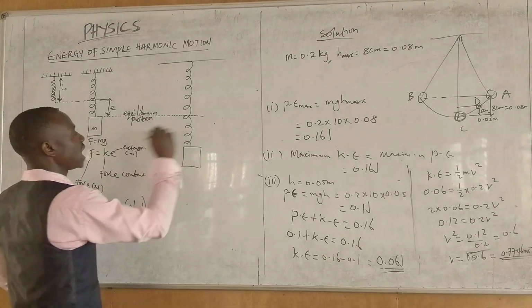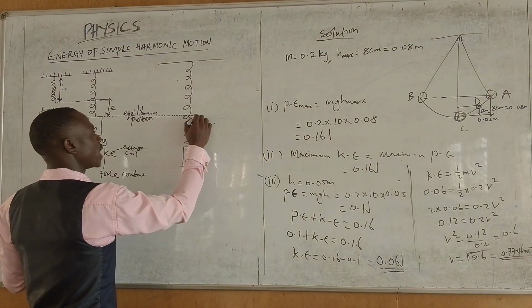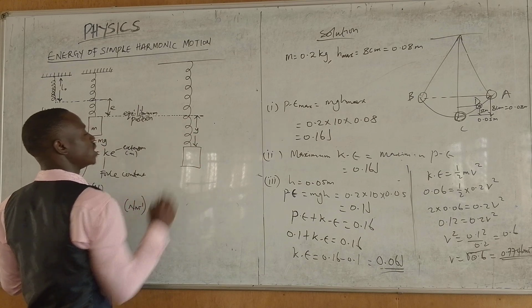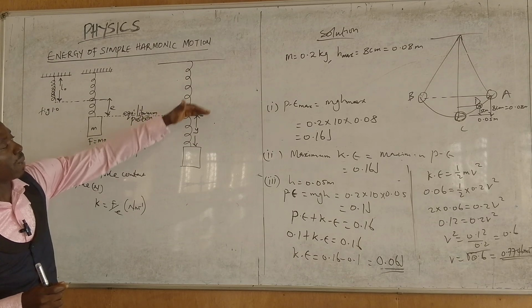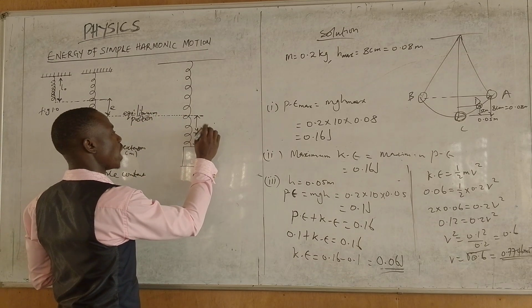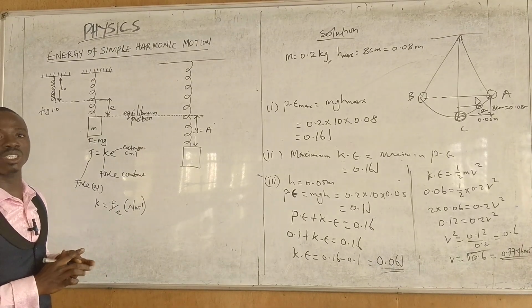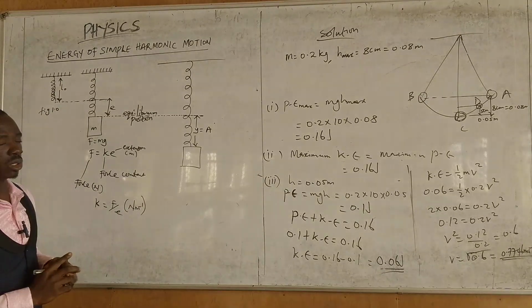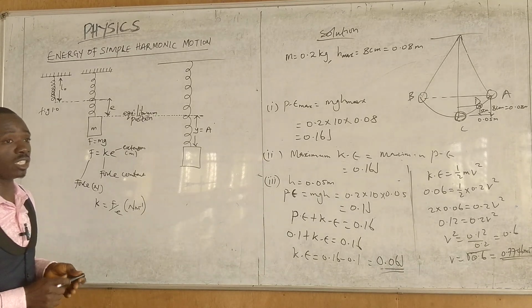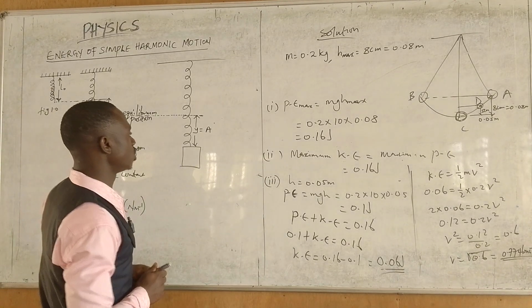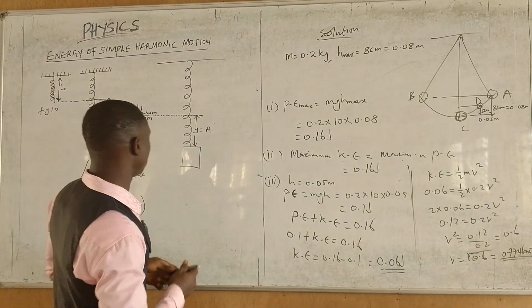So we now have an extension again. That extension, I'm going to call it Y. Now, from here to here becomes Y. And this Y is equal to A, the maximum displacement from the equilibrium position. And what do we call that? Amplitude. So this is our amplitude now, the maximum displacement from the equilibrium position.